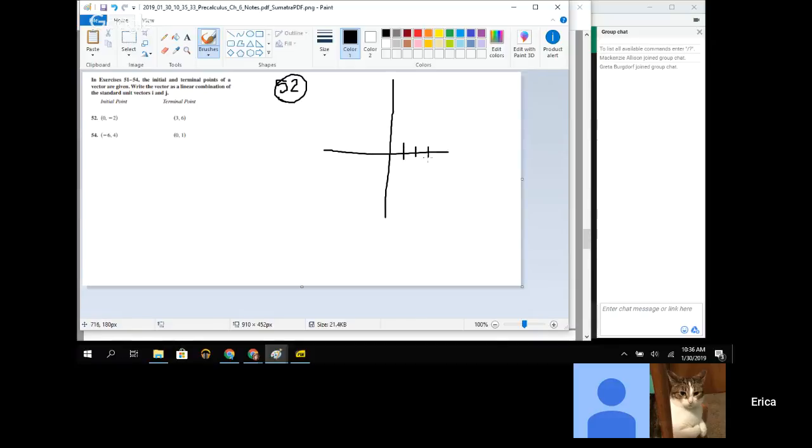1, 2, 3, 4. Yeah, that'll work. 1, 2, 3, 4, 5, 6. Hold on. Let me start over. I really should have a coordinate plane that I just pull up on here. All right, let me give you the visual.